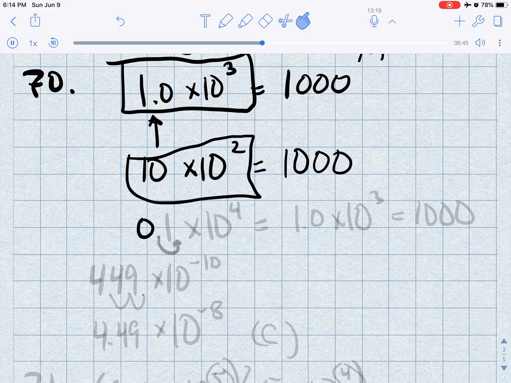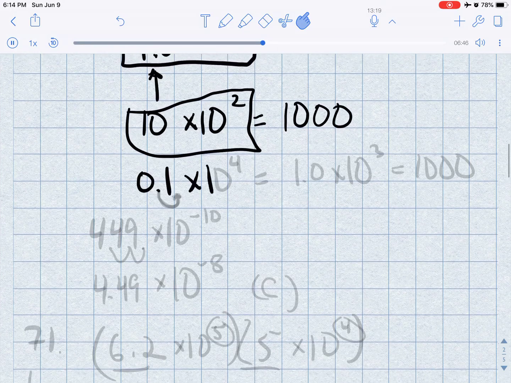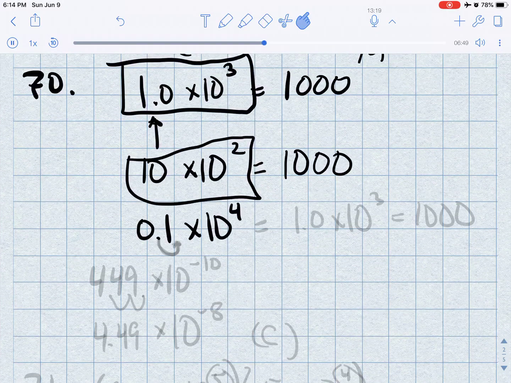What about 0.1 times 10 to the fourth? What's that equal to? Well, if we slide this over to the right 1 unit, now we have 1.0 times 10 to the 3. Because we slid this to the right 1, we have to make this go down by 1. All right? Which we know is 1,000. So they're all the same, right? So keep that in mind.